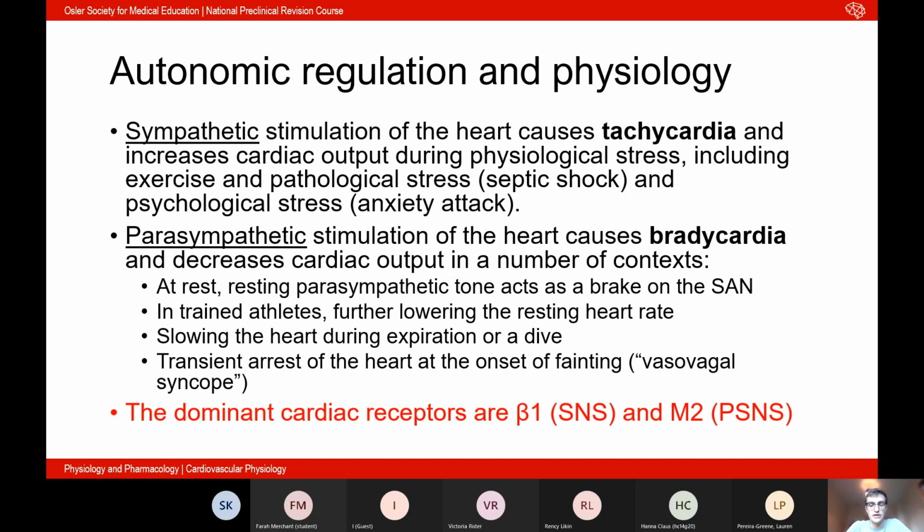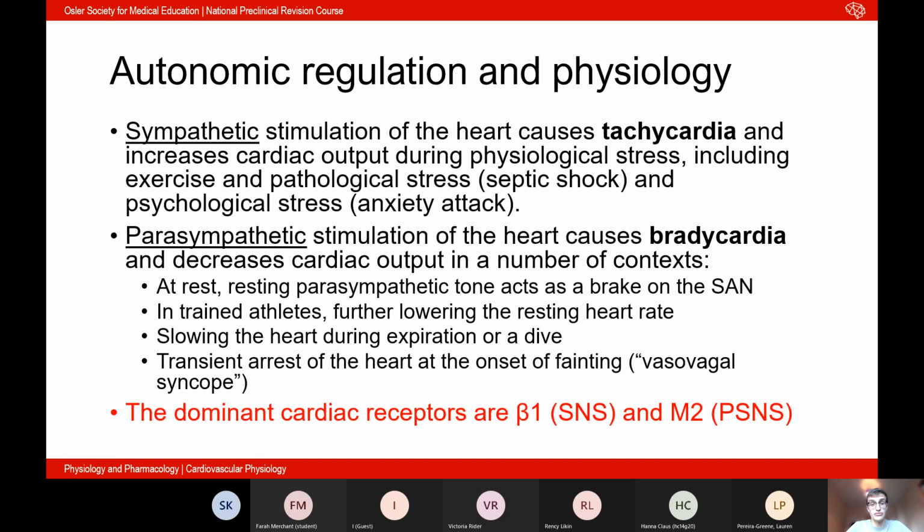You also get vasovagal effects, which is where you get a really slow heart rate with activity in the vagus nerve. And this is seen if you go cold water diving and your heart rate goes really, really slow, or if you faint and you have what we call vasovagal syncope, which is really just a slowing down and almost pausing of the heart when you faint. It happens to us all. It's quite harmless unless you bang your head.